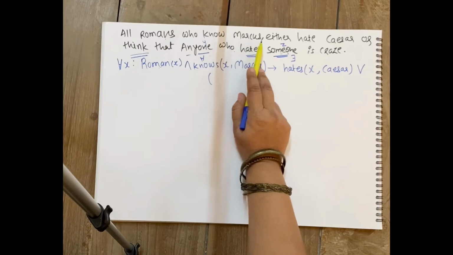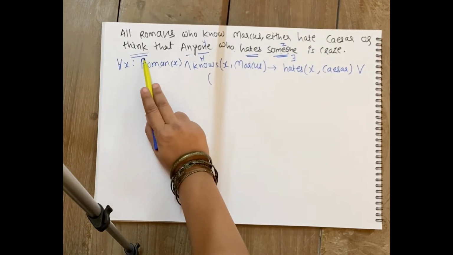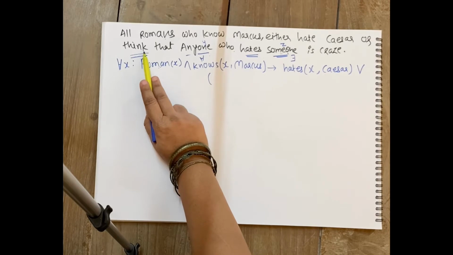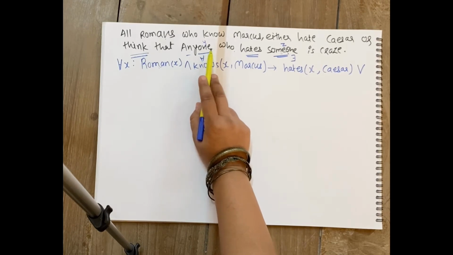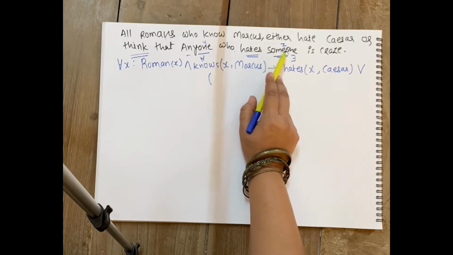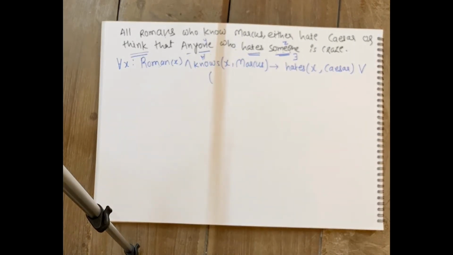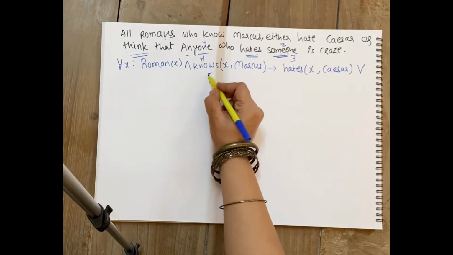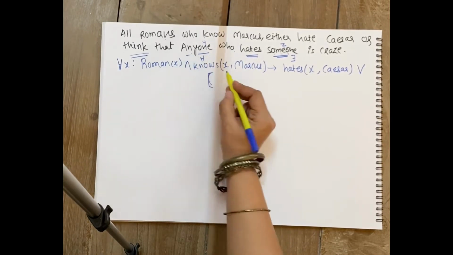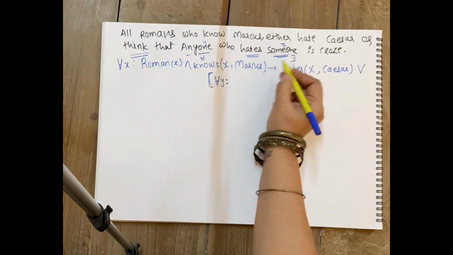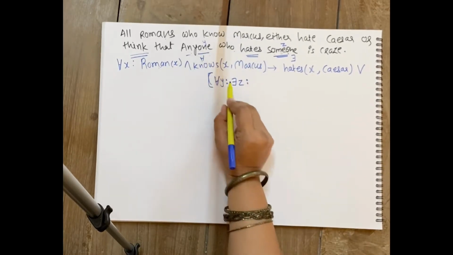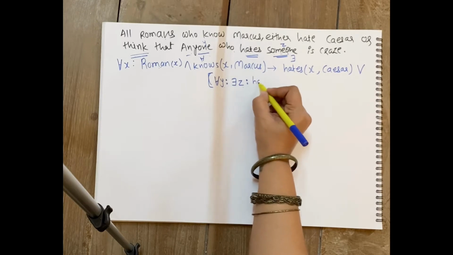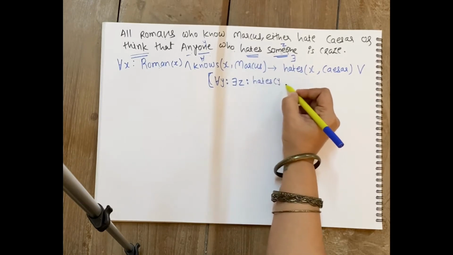All Romans who know Marcus either hate Caesar or think. So here the think process is done by X. What is X thinking? X is thinking that if Y is anyone, and if Y is hating some person Z, then X thinks Y is crazy. So again we need quantifiers in this next term. Which quantifiers? Any means generalization, so for all Y; someone means there exists Z. Now who is hating whom? This Y will be hating Z, so hates Y comma Z.